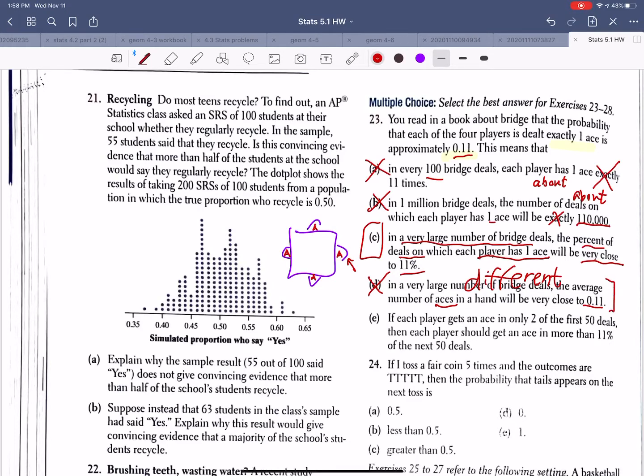E says if each player gets an ace in only the first 2 deals, then each player should get an ace in more than 11%. And this we know is wrong. The chance of this happening is the same every single time we play bridge. Every single time we deal a hand, it's exactly the same and it doesn't change.